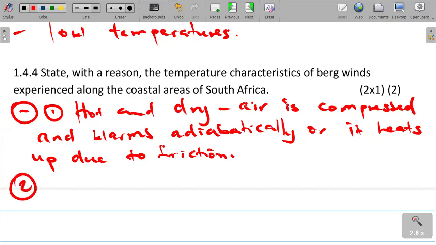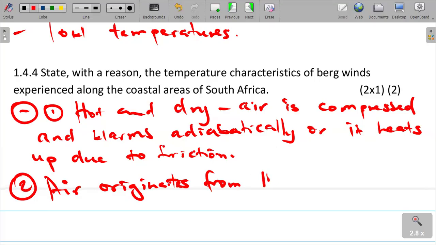And then we have number two, air originates from the interior, which is an offshore wind. The air is also dry and warm. It is dry and hot because it originates from the interior.